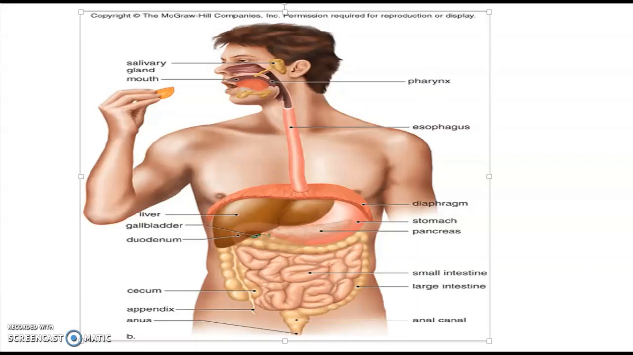The figure here shows the major parts of the digestive system. The digestive system involves salivary glands, pharynx, esophagus, stomach, small intestine, large intestine, rectum, and other accessory digestive organs such as liver, gallbladder, and pancreas.